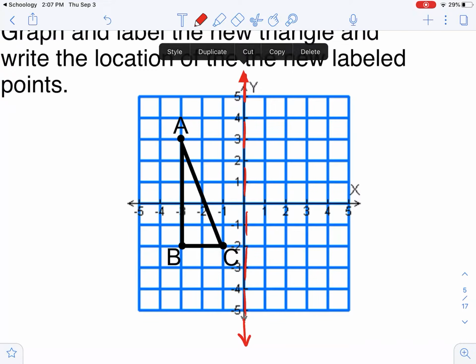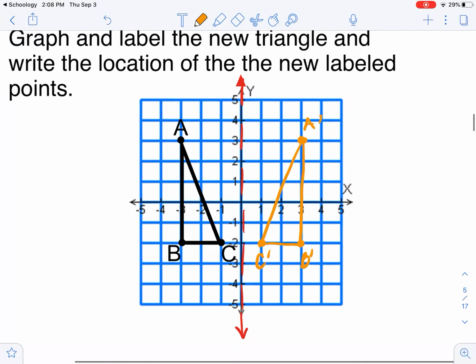And look at that. It made a little arrowhead for me. How beautiful. Okay, so now I'm ready to reflect over the y-axis. C's 1 away, so C prime's 1 away. B's 3 away, so B prime is 3 away. A's 3 away, so A prime is 3 away. Go ahead and connect your 3 points to form your triangle.